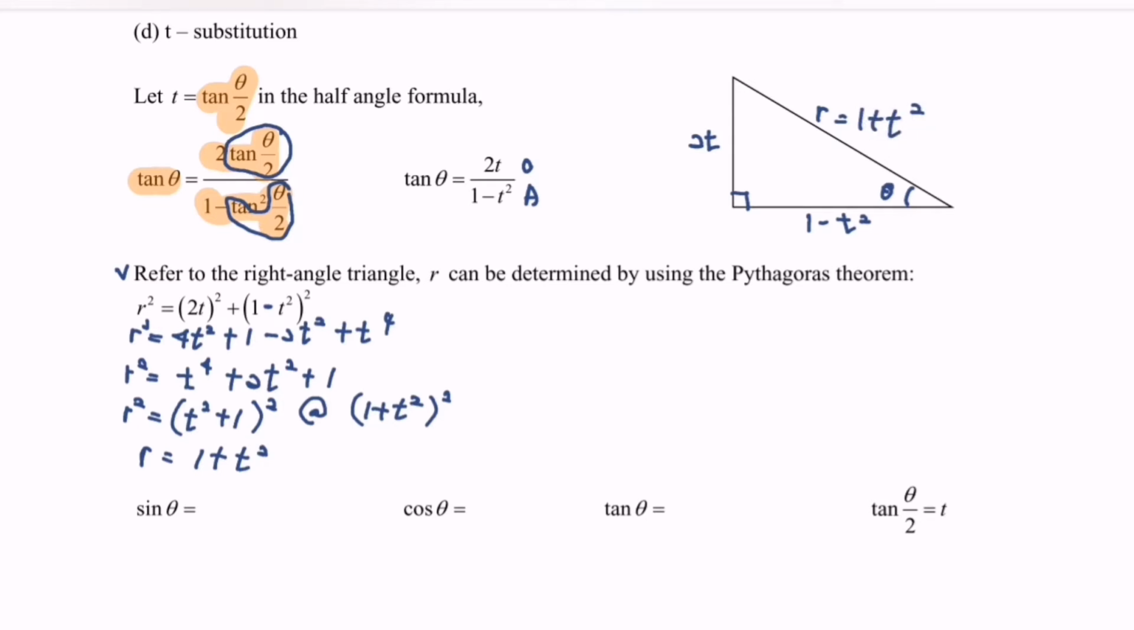So sine theta, based on the trigo ratio, will be opposite over hypotenuse. Opposite will be 2t, over hypotenuse, which is 1 plus t squared. Next, cos theta equals adjacent over hypotenuse, so we will have 1 minus t squared over 1 plus t squared. And finally, tangent theta would be 2t over 1 minus t squared, given that tangent theta over 2 equals t.